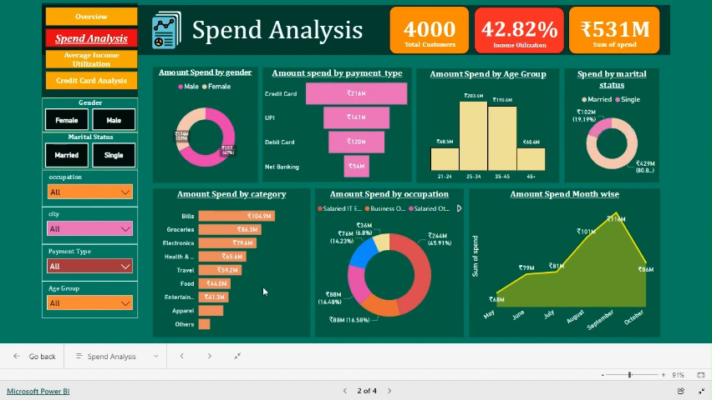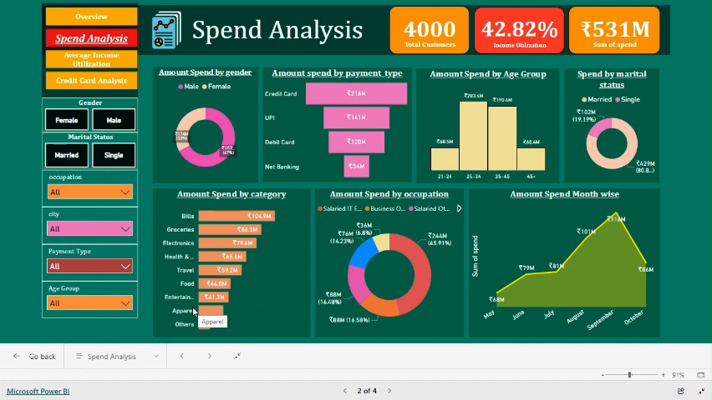Based on the category, we can see that bills, groceries, and electronics are the top three categories where most money was spent by the customers, with about 104.9 million rupees spent on bills alone. It is 6.3 million people spent on groceries, 79.6 million spent on electronics. Whereas the bottom three categories are constituted by entertainment, with about 41.3 million spent on entertainment.